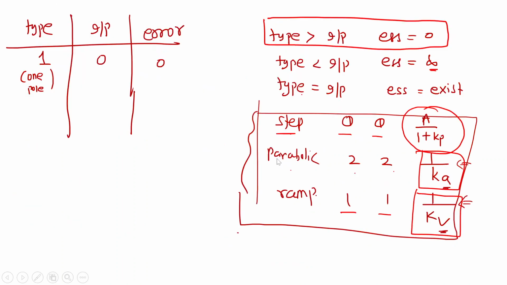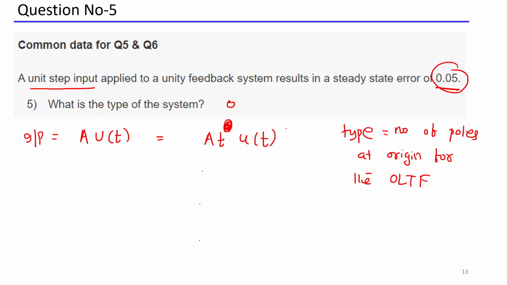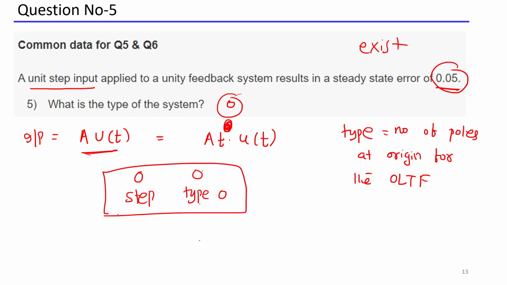So that's why this question which I am giving to you, this is a simple question, sir. Because you see, unit step is given. Step means you have just written A into u of t, which means t to the power 0. It means your input is 0. And you can check, steady state error 0.05 is given. It means it exists. It exists when this 0 and this 0 are matched. It means if it is a step, then it will be a type 0 system. Got my point, sir?